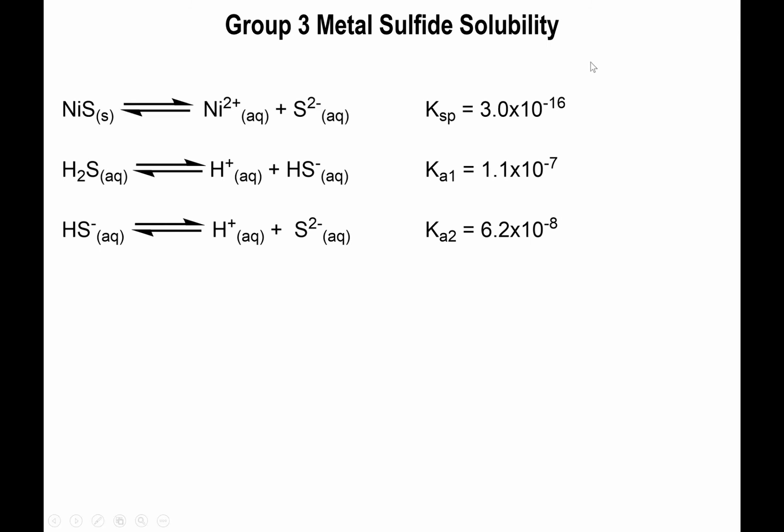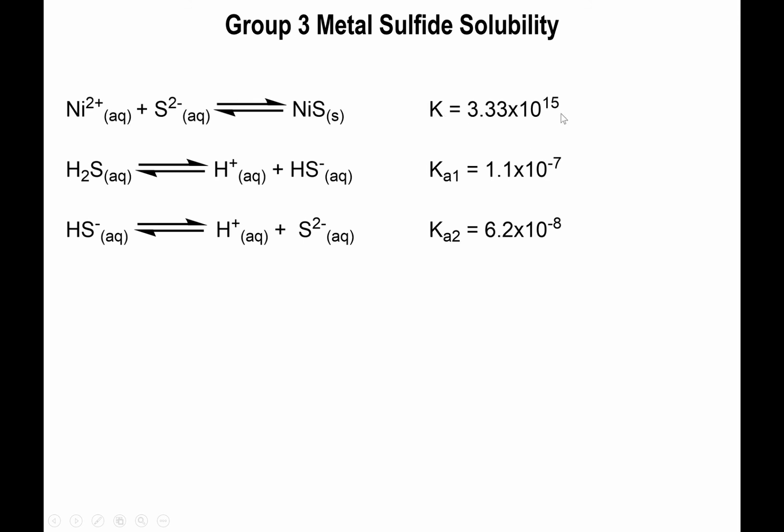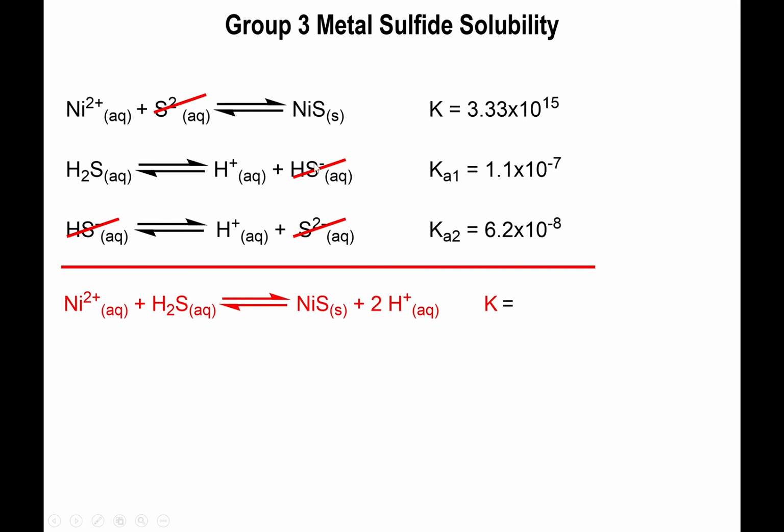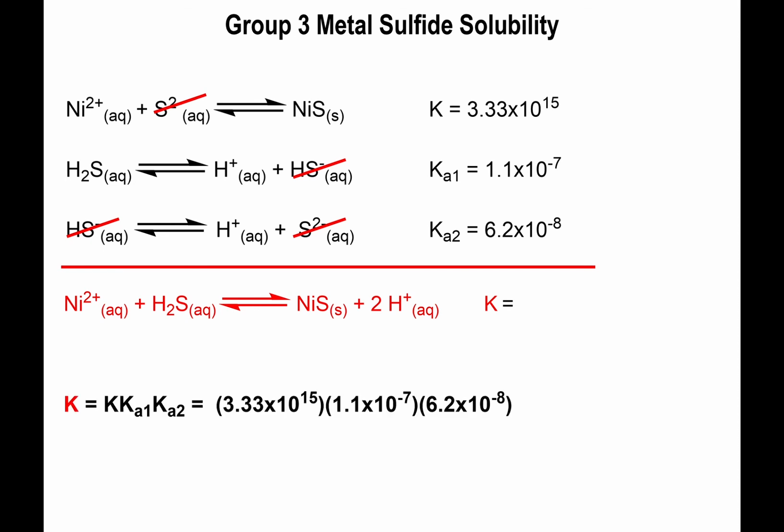So I kind of want to show you that again. It used to be 3.0 times 10 to the negative 16. Reverse the equation means that you're going to raise that value to the negative 1 power, and so now we have 3.33 times 10 to the positive 15. If we add it together, the sulfides cancel out, the hydrogen sulfides cancel out, and we end up with a similar equation that we had, except that instead of copper, now we have nickel 2 plus. Multiplying the equilibrium constants together tells us that the value of this equilibrium constant is barely 20.6.